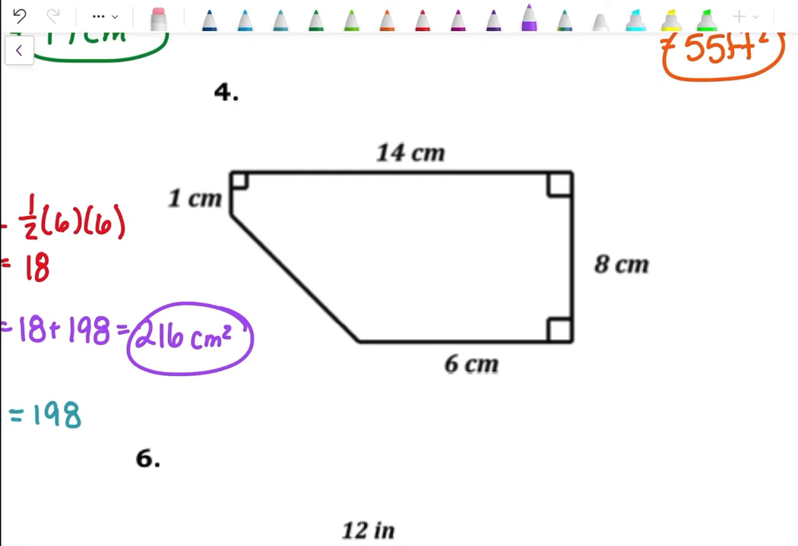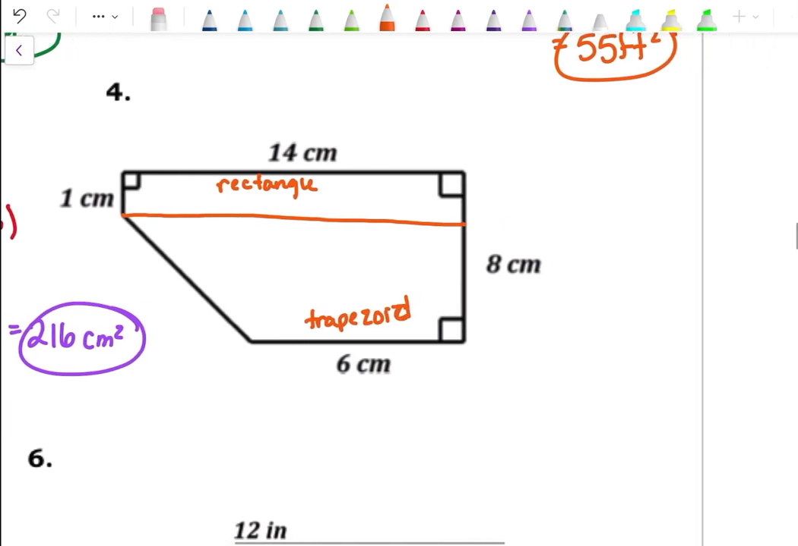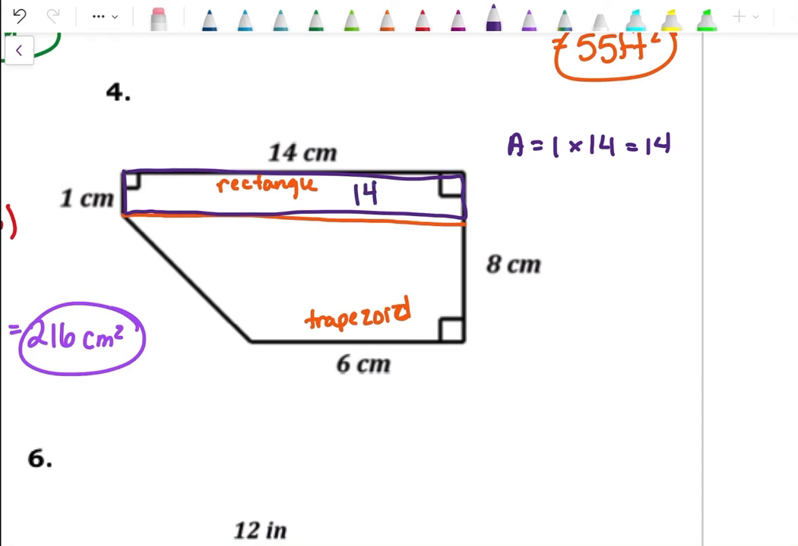Number 4, again, splitting this into shapes you know. I'm going to split it right down here. Now what I made is a rectangle, and this is a trapezoid down here. Let's start with the area of the rectangle first. That's going to be 1 times 14, which is 14. So this rectangle up here has an area of 14.